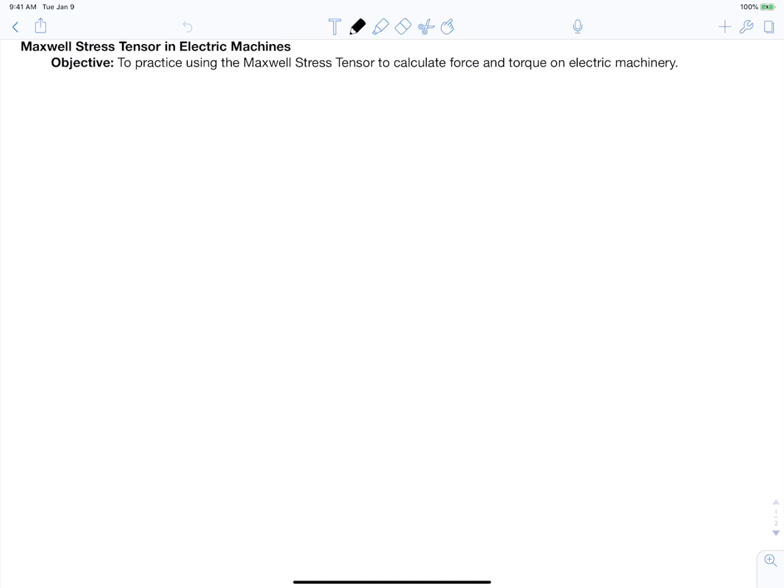The objective of this video is to practice using the Maxwell stress tensor to calculate force and torque on electric machinery. We've previously introduced the Maxwell stress tensor and come up with expressions for the normal and tangential force density on the surface of our rotor. We're now going to practice using this in a couple examples to calculate the total torque and force on our rotor.